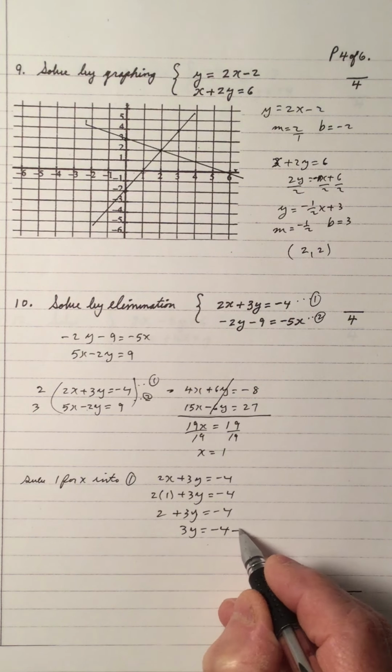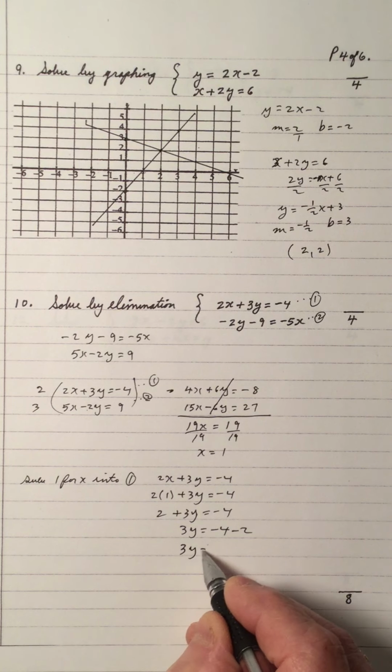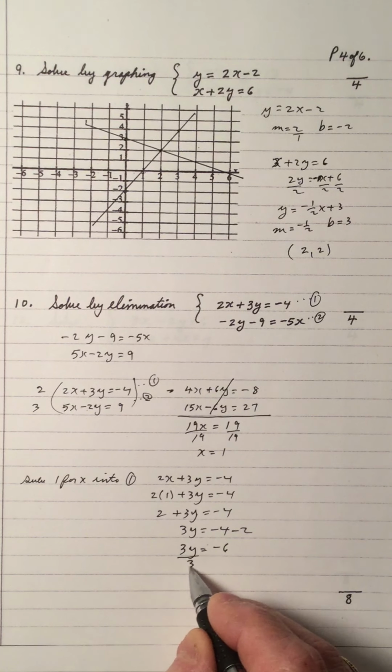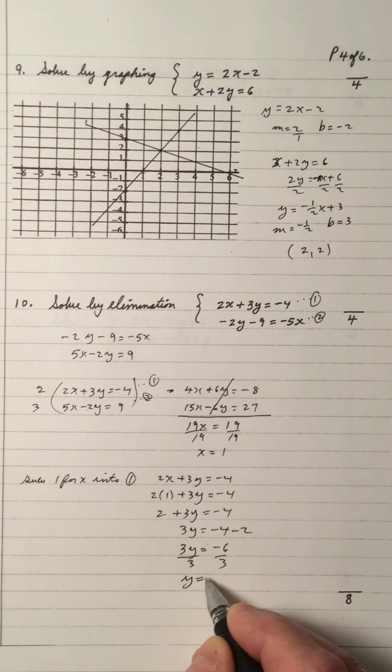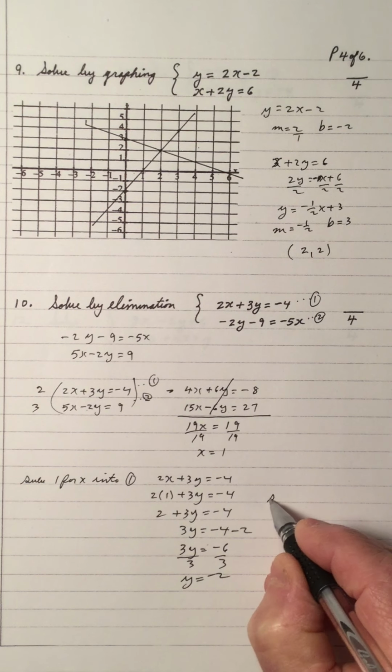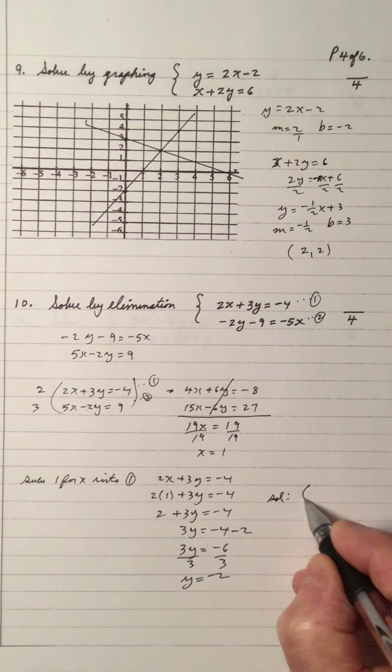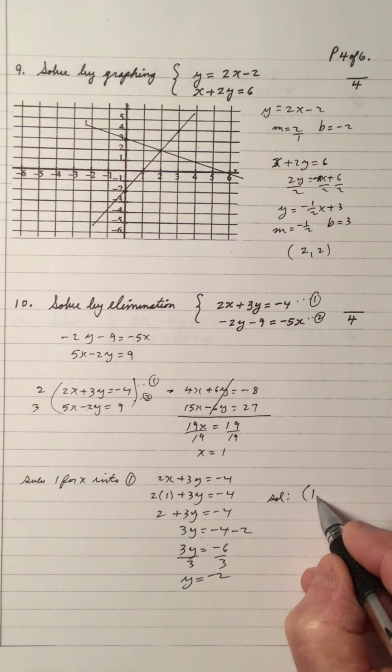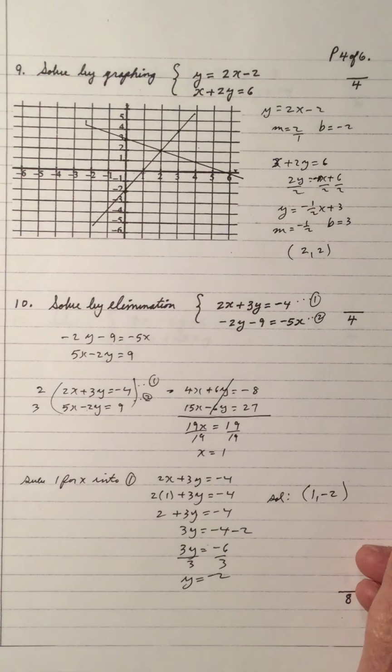Move the 2 over to become negative. Negative 6 divided by 3. So y is negative 2. So the solution is x is 1, y is negative 2.